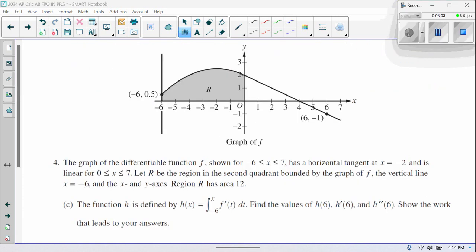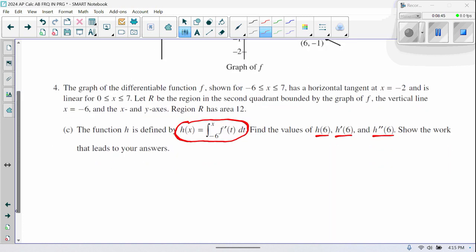This is nice. There is only an A, B, and C here. Okay. All right. Oh, look, I spoke too soon. Now we're going to have a regular h, an h prime, and an h double prime. Anyways, this is the last part of problem 4. 4C reads: the function h is defined by h of x equals the integral from -6 to x of f prime of t dt. Find the values of h of 6, h prime of 6, and h double prime of 6, and show the work that leads to your answers.